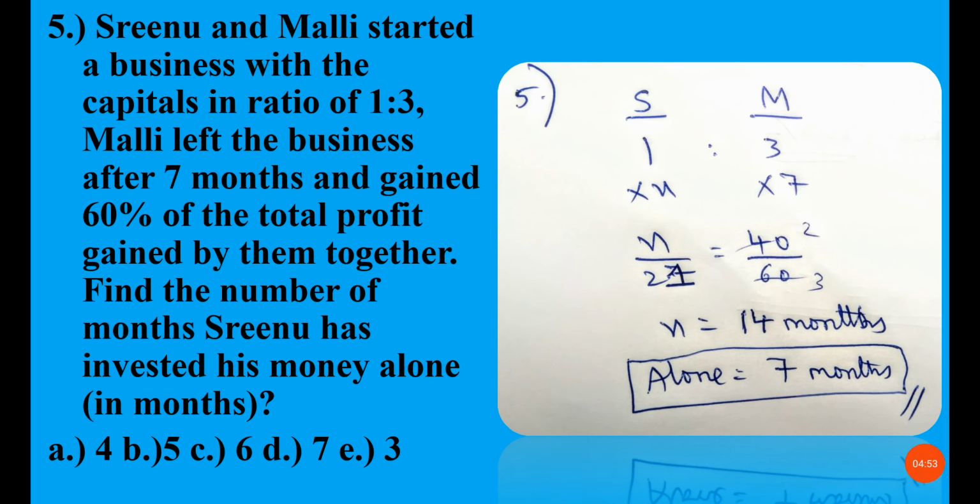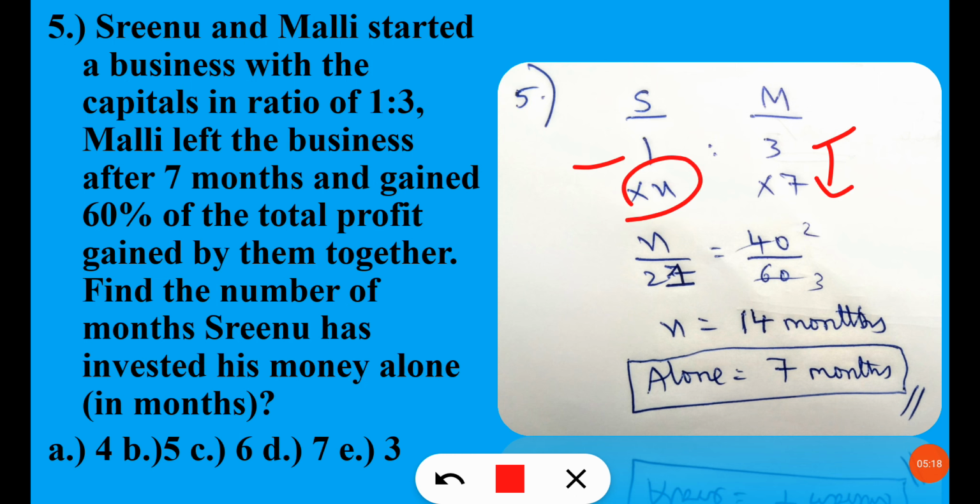Moving to the fifth question. Srinu and Malli started a business with capitals in the ratio of 1:3. Malli left the business after 7 months and gained 60% of the total profit gained by them together. Find the number of months Srinu has invested his money alone. There are two people, Srinu and Malli. Srinu invested one part and Malli invested three parts for 7 months, and we don't know the duration of Srinu, and we need to find it out.